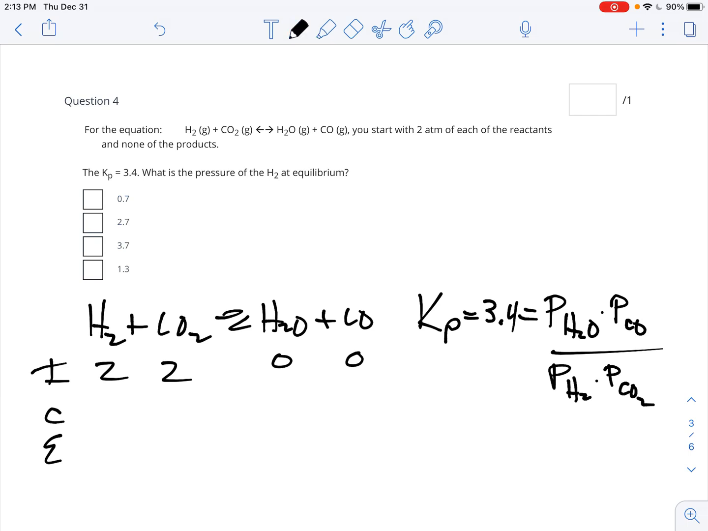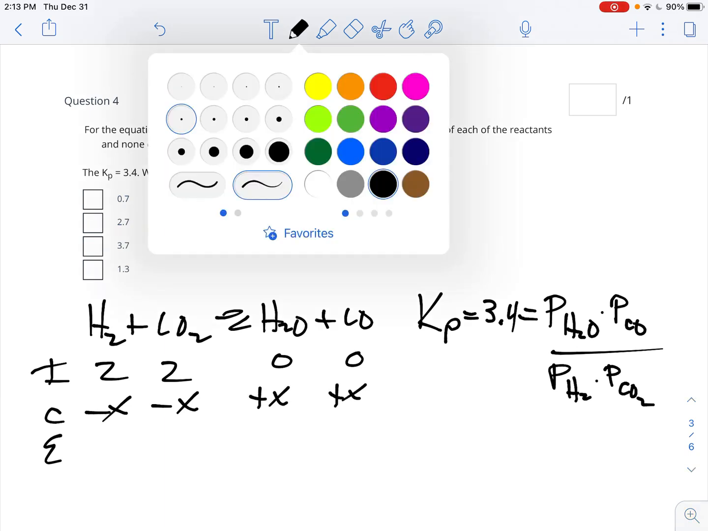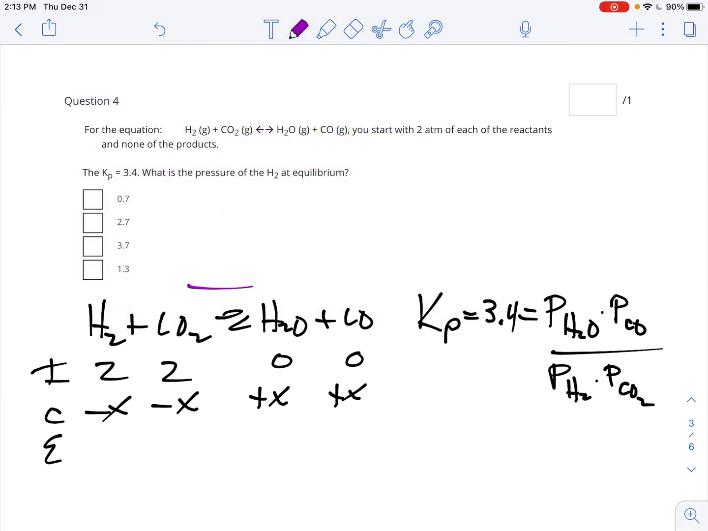So I don't know how far this is going to go, but I do know that this is going to go down by some amount, and this is going to go down by the same amount, and this is going to go up by the same amount, and this is going to go up by the same amount, because I've got to go over to the right a little bit to make these zeros not be zeros. And because it's a 1, a 1, a 1, and a 1, however much I lose from each of these guys over here has to be the same that I gain over here.